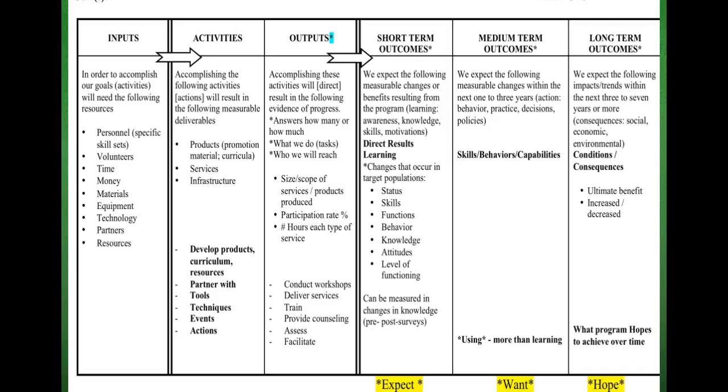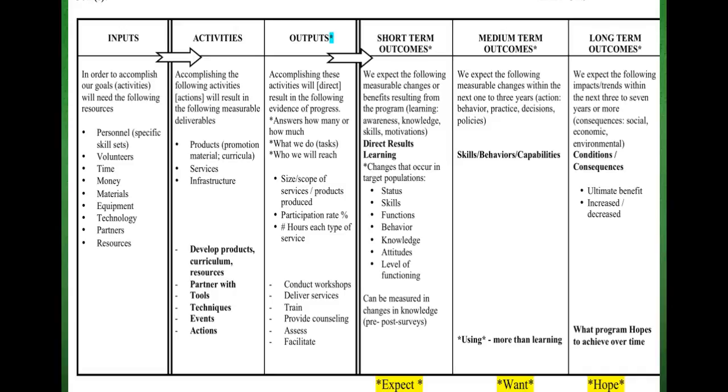Short-term outcomes. Oftentimes if you do program evaluation, because we're going to do that next, hint, how are you going to measure these short-term outcomes? So these are changes that we expect to see from our outputs. Maybe change in status, getting a degree or a certificate, change in skills, learning new skills, change in behavior, although oftentimes it's more medium-term outcomes, change in knowledge or level of functioning. Pretty easily measured in pre and post surveys.